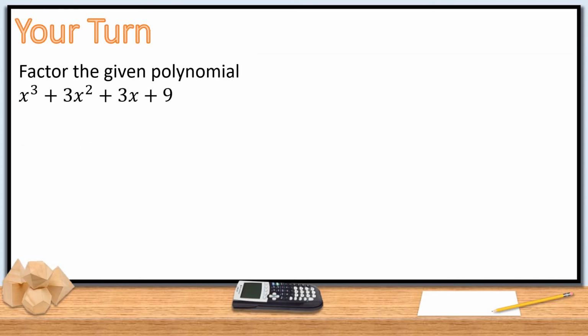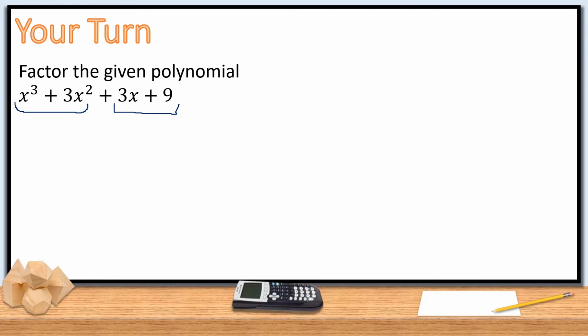So factor the following polynomial and try and do it by grouping. So pause the video, come back, and see what the answer is. All right. So a couple ways you could approach this. You could do the first term, the third term, and the second and the last one. Usually the first and the second works just fine, and same with the last one and the fourth one.